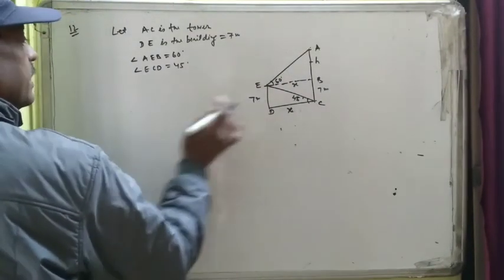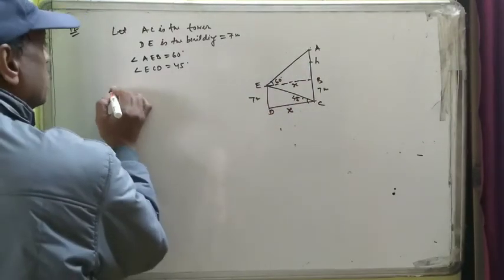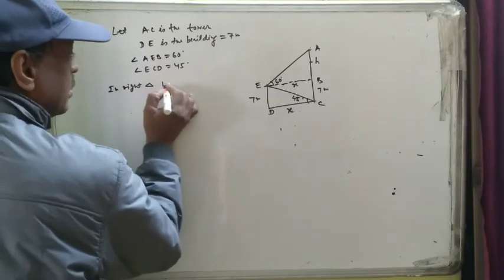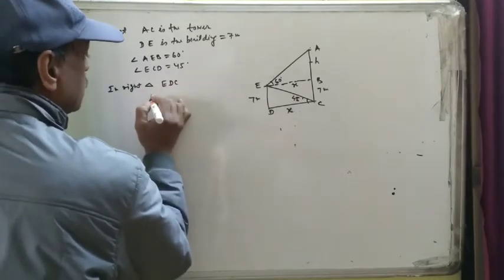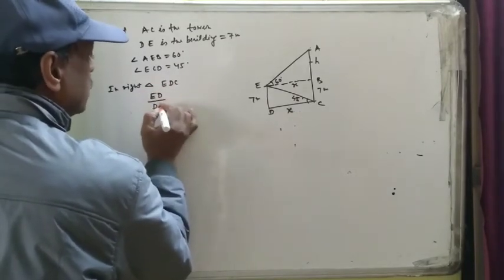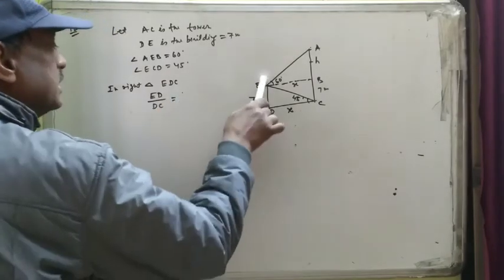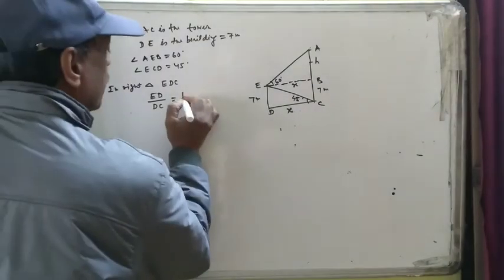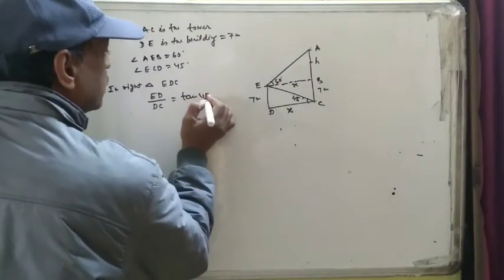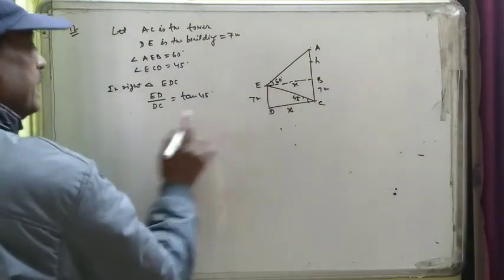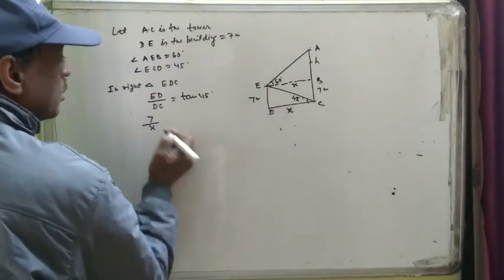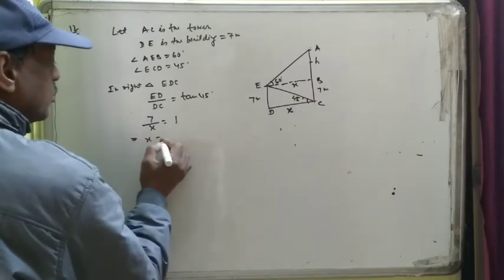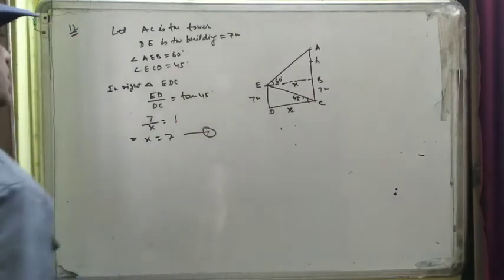So let us solve this at first in this triangle and in that triangle. So right here in the right triangle EDC, just write ED by DC. This is perpendicular, this is the base. So P by B, you may write here tan 45 degree. The length of ED is 7 and DC is not known, so it is x. tan 45 is 1, so x equal to 7. This is equation number first.